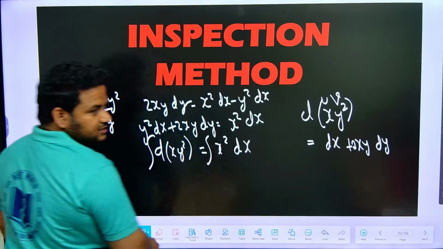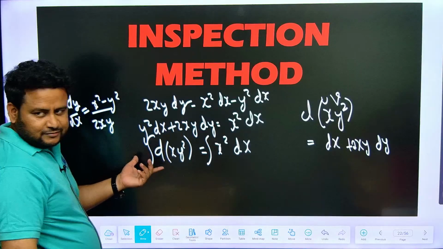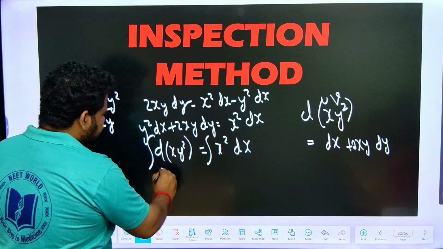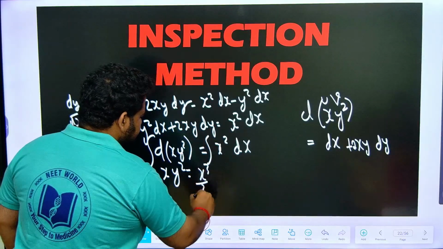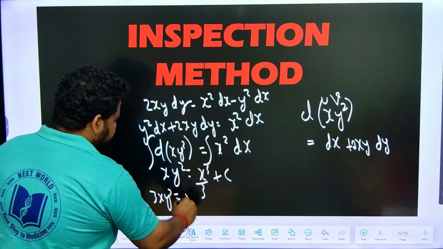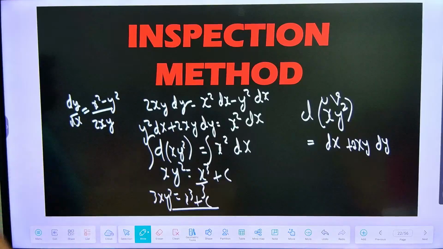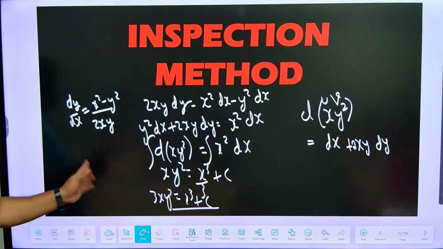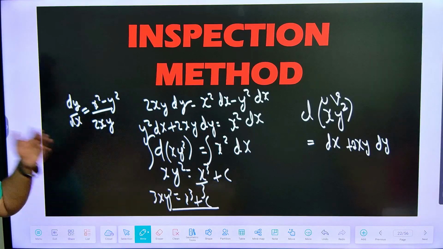Now integrate this. Integral and differential will cancel each other. We will have xy square is equal to x cube by 3 plus c. So we will have 3xy square is equal to x cube plus c. That is all. You will get directly the answer in a very short period of time, with very few steps.